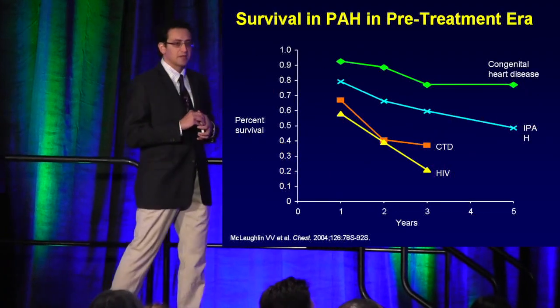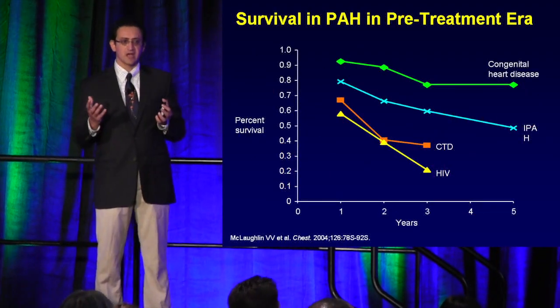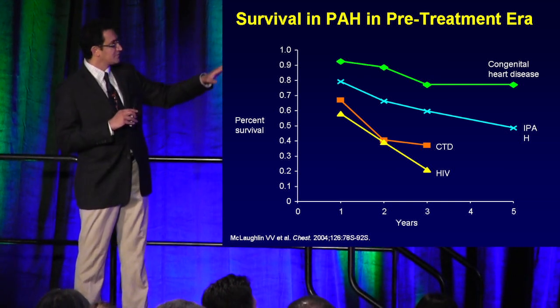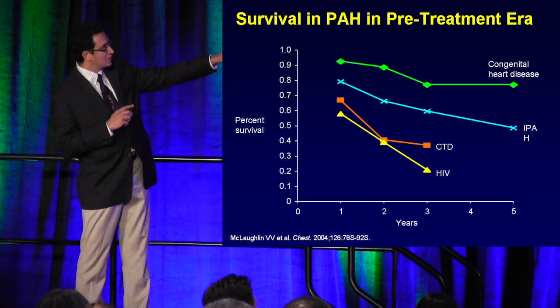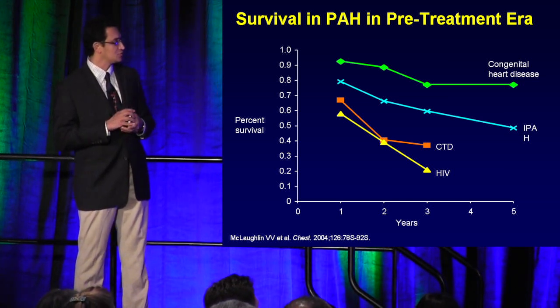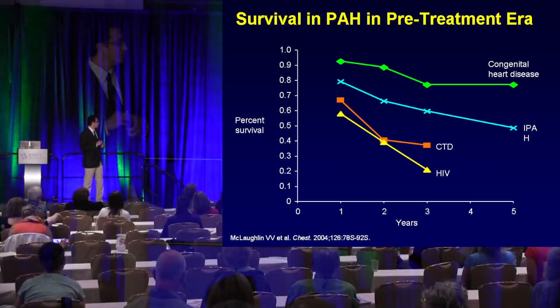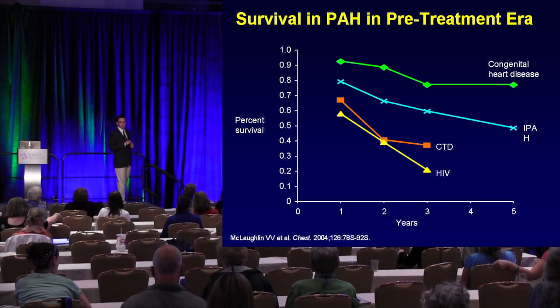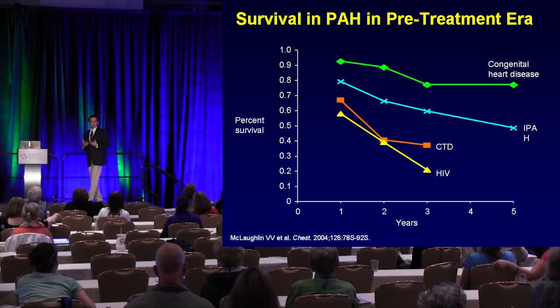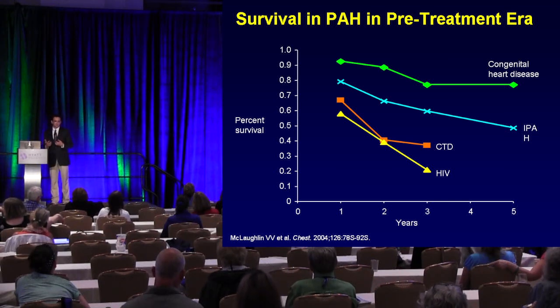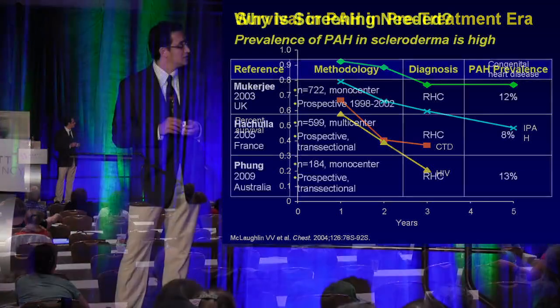In the pre-treatment era, there are now 8 or 9 FDA-approved drugs for pulmonary arterial hypertension. We'll talk about it briefly. But when you look at the survival of patients who had congenital heart disease, IPAH, CTD (connective tissue disease, most of them scleroderma), and HIV, you can see that 3-year survival was about 40%. So if you have pulmonary arterial hypertension and a connective tissue disease, the 3-year survival was about 40%. And here I'm talking about the pre-treatment era, not this day and age.